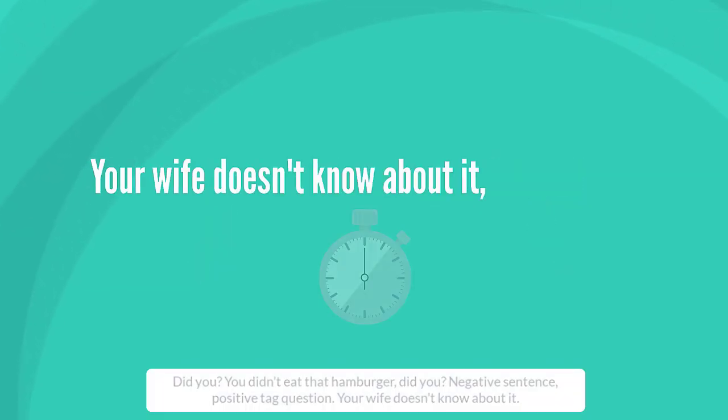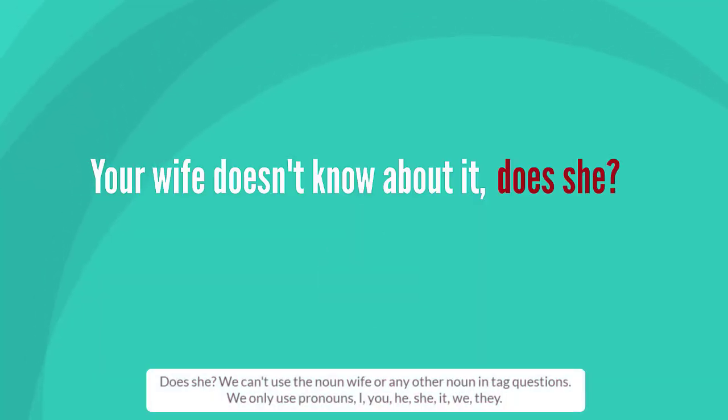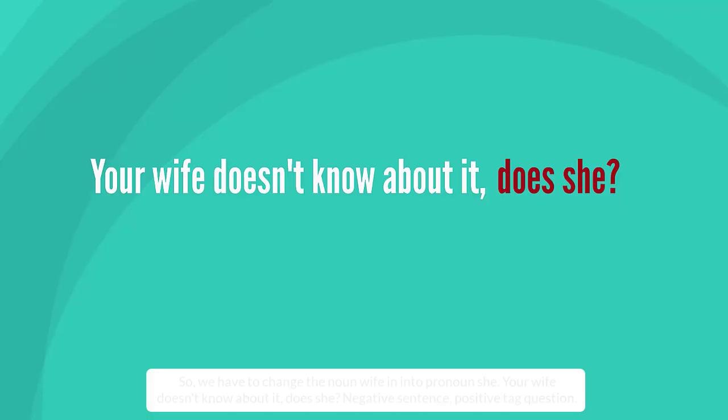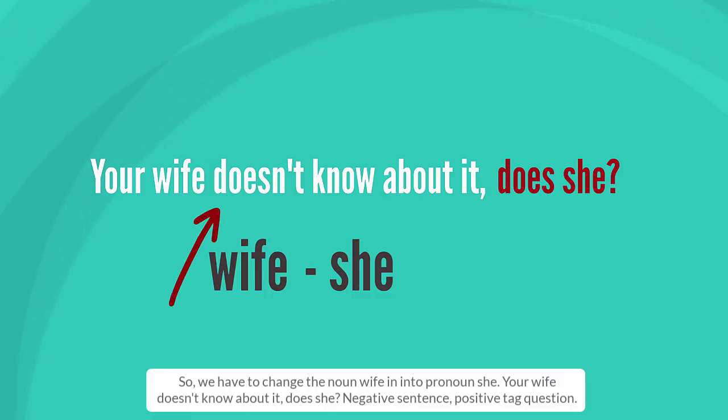Your wife doesn't know about it, does she? We can't use the noun wife or any other noun in tag questions. We only use the pronouns I, you, we, he, she, it, they. So we have to change the noun wife into the pronoun she. Your wife doesn't know about it, does she? Negative sentence. Positive tag question.